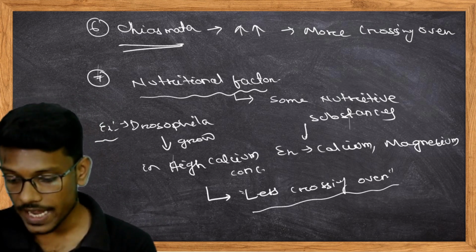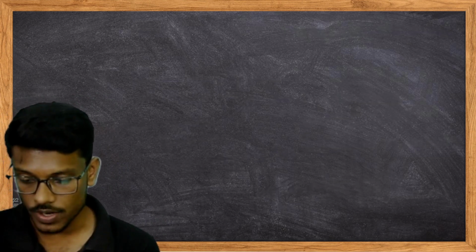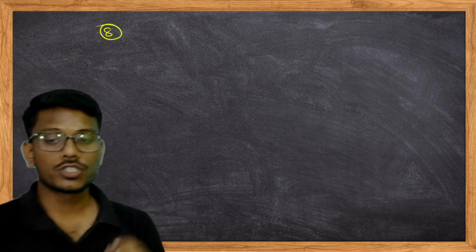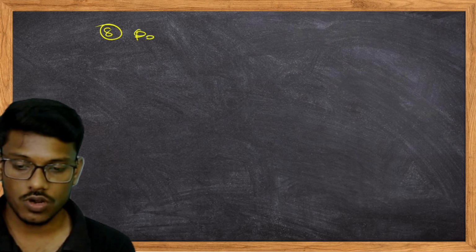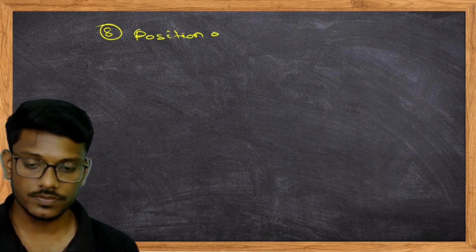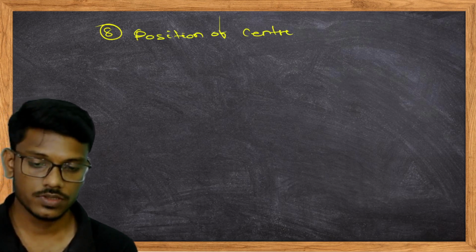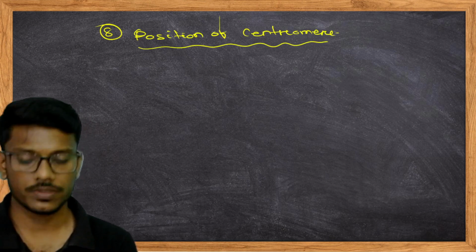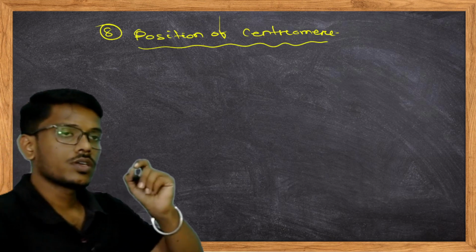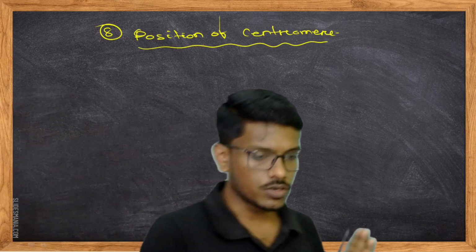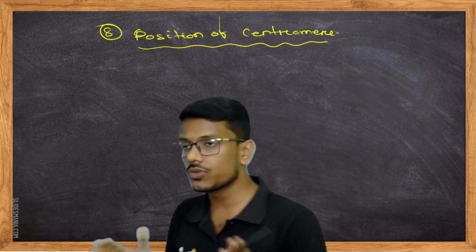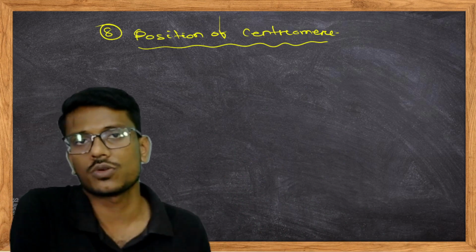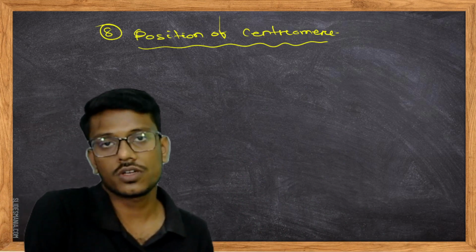Okay, then the eighth one, that will be the last one for the factors affecting the process of crossing over, that is position of the centromere. If you see the centromere, if the genes which are going for crossing over, in between the two genes, are close to the centromere, then there will be less chances for the crossing over.